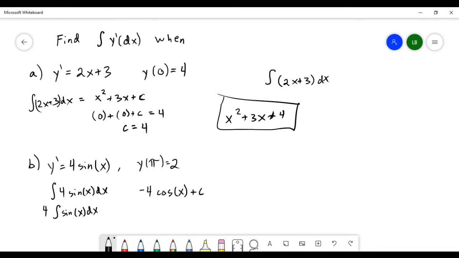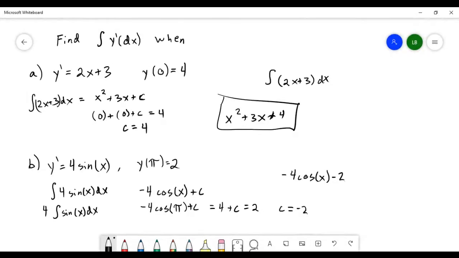Then we plug in pi. And we would get negative 4 cosine pi plus c. Cosine of pi is negative 1, so we get negative 4 times negative 1. So that's 4 plus c, and that should be equal to 2. So c is negative 2. So our integral is negative 4 cosine of x minus 2.